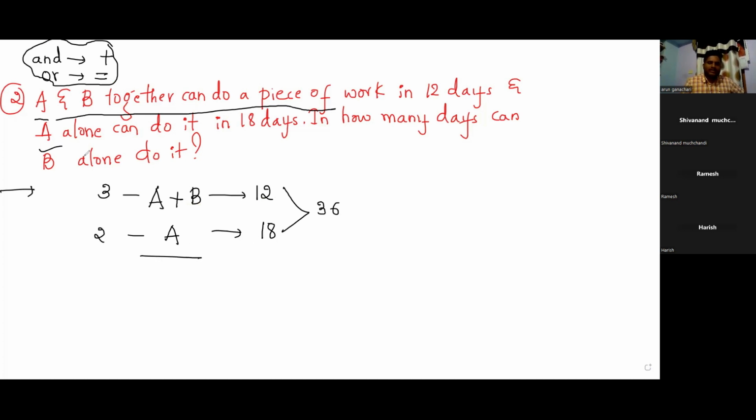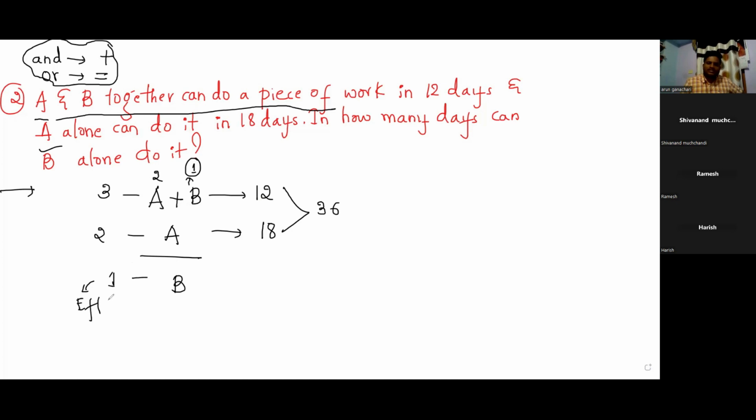Now we want in how many days B will do it. If A is 2 and A plus B is 3, what will be B? Substitute in this equation. When I replace A with 2, what should I add here so that I can get 3? I should add 1. Getting this? So B will become how much? 1.